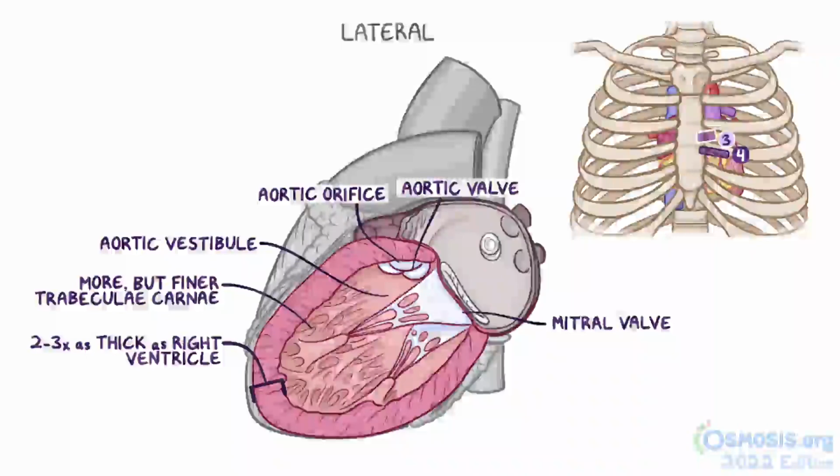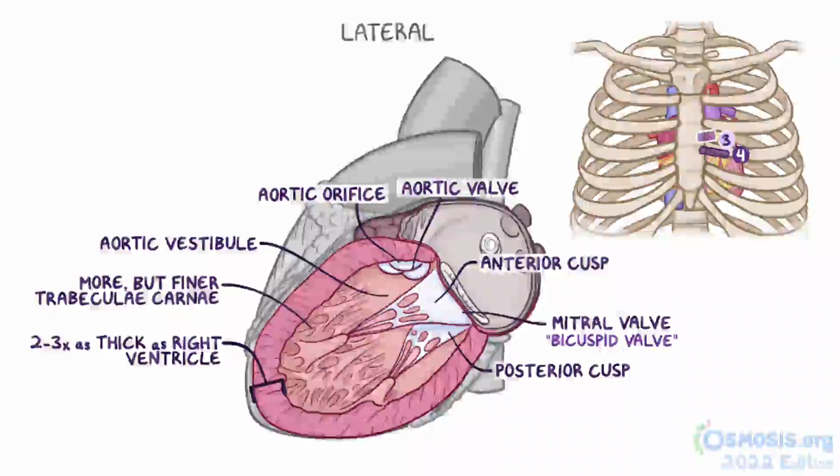The mitral valve is also referred to as a bicuspid valve, as it only has 2 cusps, anterior and posterior, compared to the 3 cusps of the tricuspid valve. Each of the cusps are attached to the papillary muscles through chordae tendineae, which allow the cusps to resist the high pressure during heart contraction.